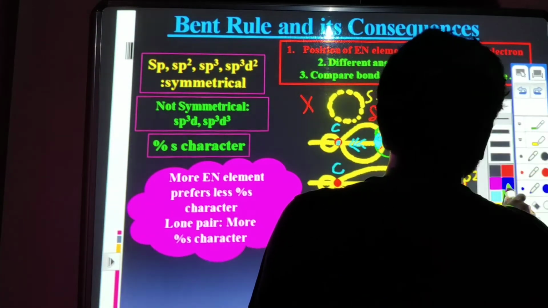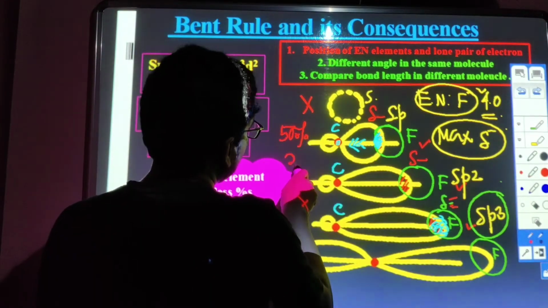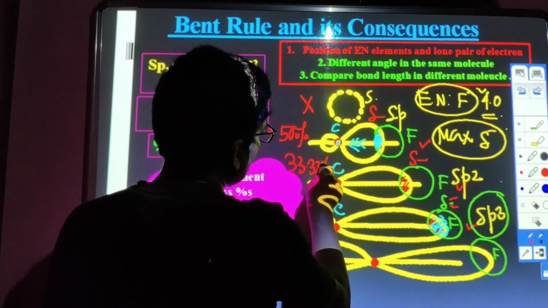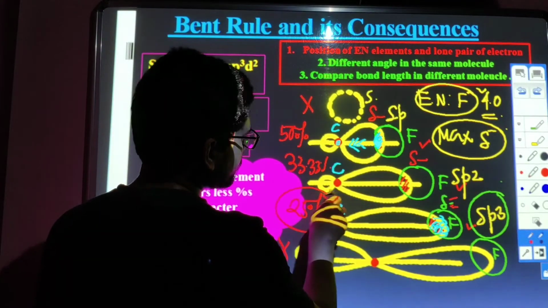Here the percentage of s character is 50%, here 33.33%, and here it is 25%.